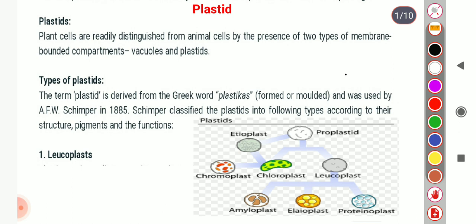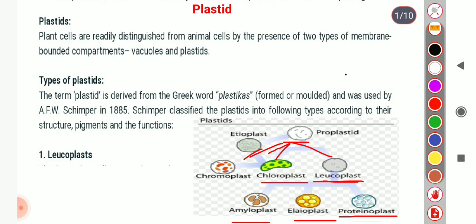Plastids are in the form of proplastid. Proplastid have the ability to divide and differentiate into various types of plastid. These are chromoplast, chloroplast and leucoplast. When proplastids differentiate into various types of plastid, chromoplast, chloroplast and leucoplast, the leucoplasts further divide into amyloplast, elaioplast and proteinoplast.